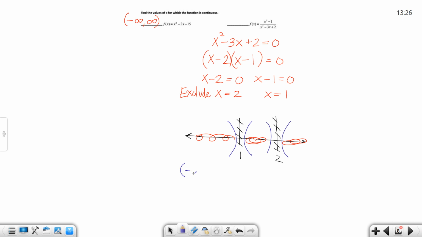So when you write it, it would go from negative infinity to 1, parentheses. In the middle, it would go from 1 to 2, all in parentheses. And on the right, it would go from 2 to infinity, all in parentheses. And we write a U in between to represent the union. And that's how that one would look. Unfortunately, it won't fit my little blank at the top, so that's your answer.